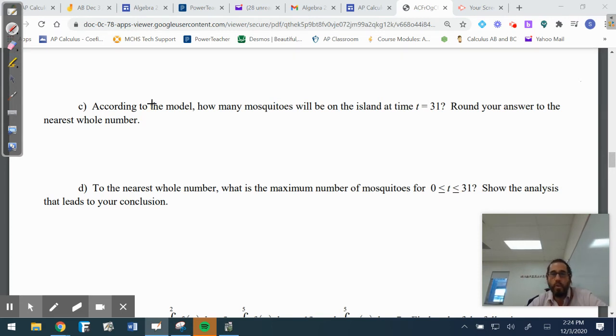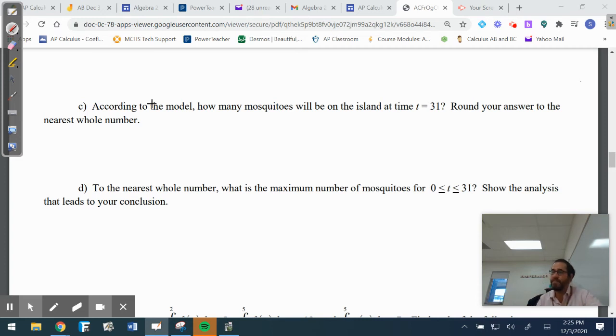Part C. According to the model, how many mosquitoes will be on the island at time t equals 31? Round your answer to the nearest mosquito. All right. Oh shoot, I need to know the total number of mosquitoes. And hopefully by now, you know, whenever we want to find the total amount of anything, we usually take the integral of a rate, right? Because we were given R of t, and R of t stands for mosquitoes per day. So if I just take the integral of that, it's going to give me the total amount of mosquitoes.